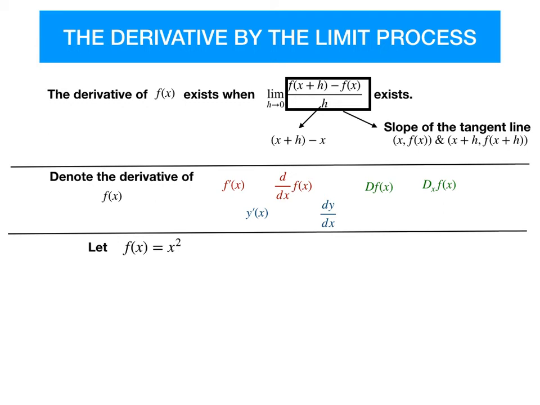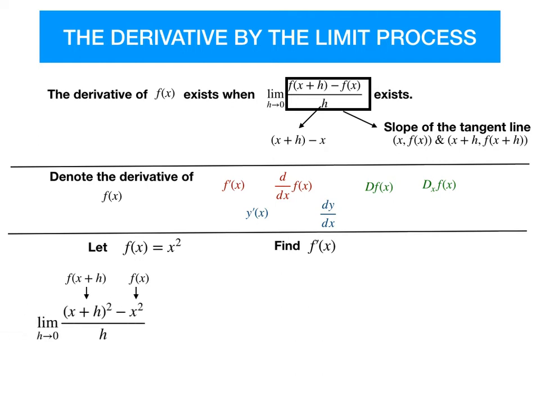Let f of x be equal to x squared, a parabola. Can we find f prime of x? To find the derivative of functions, we want to use a limit process. In the limit formula, we have f of x plus h, and we have f of x. So we would like to determine the formula for these two expressions.